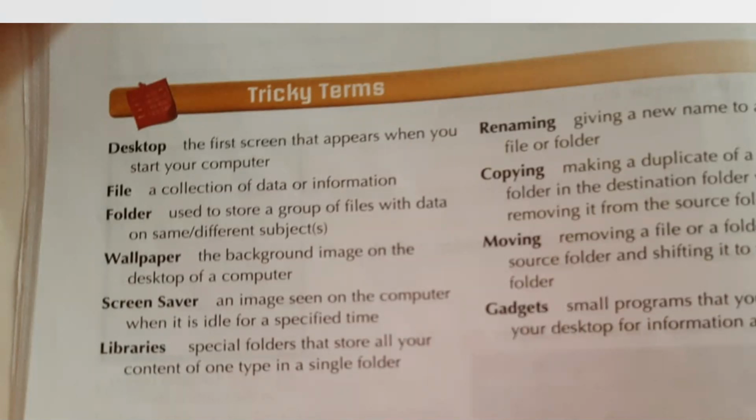Now, what is a desktop? All these terms are basically a refresher of whatever we have discussed in this unit so far. So desktop is the first screen that appears when you start your computer. Okay. File is a collection of data or information. Folder is used to store a group of files, with data on the same or different subjects, right? Already we have discussed in detail about files and folders and all that.